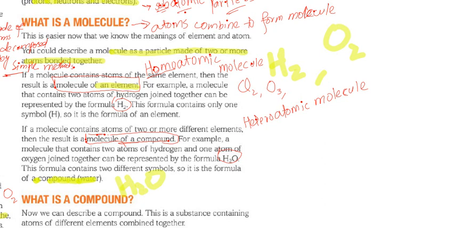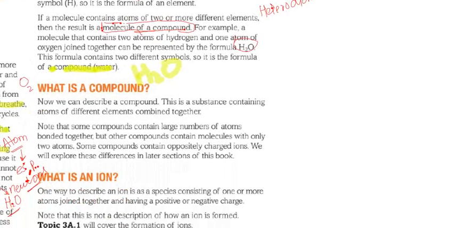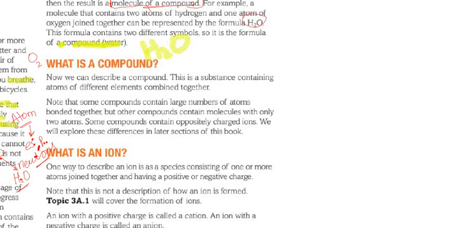Next we are going to study what a compound is. Molecule of a compound, molecule of an element. You have studied it, okay? And what is a compound? Now we can describe compounds. A compound is a substance containing atoms of different elements combined together. What is a compound? It contains atoms of different elements.